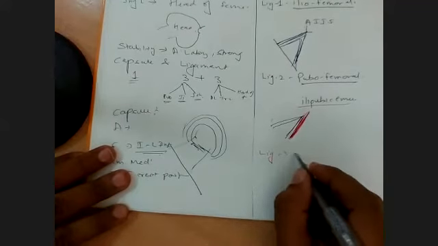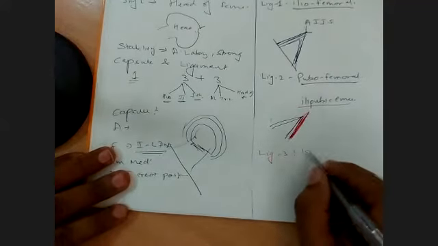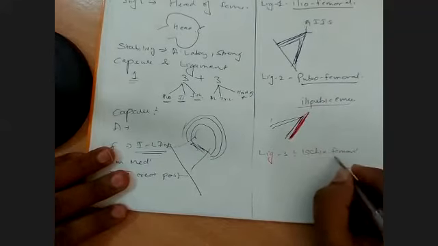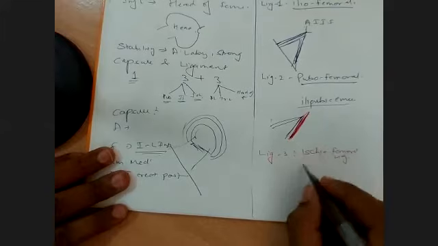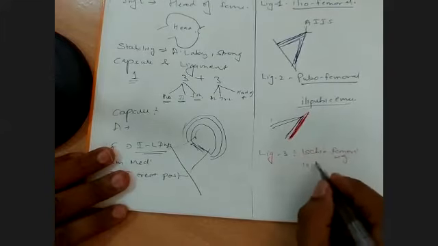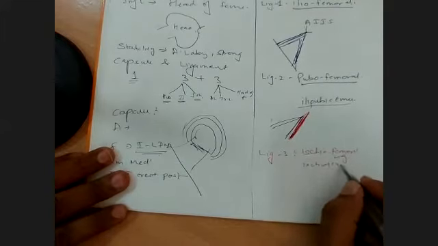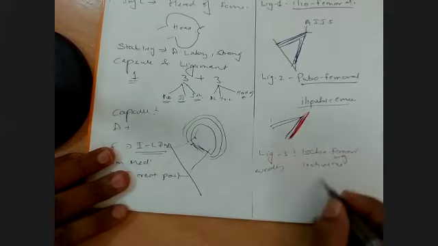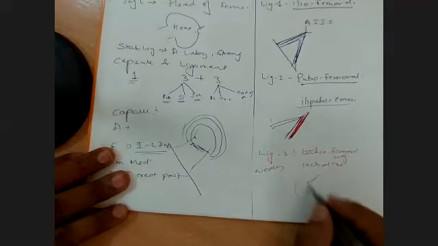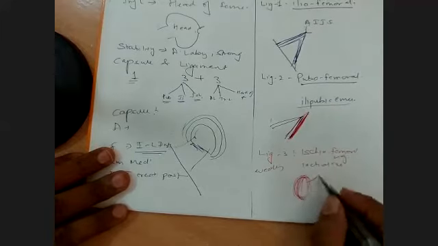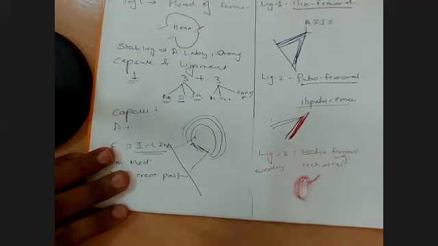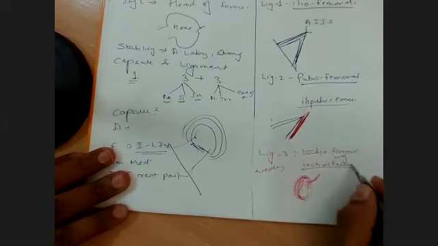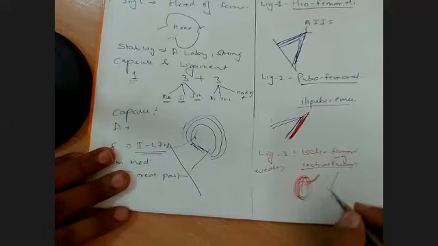Ligament number three is ischiofemoral ligament. Ischiofemoral ligament starts from the ischium near the ischial tuberosity, and this is the weakest ligament, and the fibers from there, they join the zona orbicularis. From ischial tuberosity to zona orbicularis.